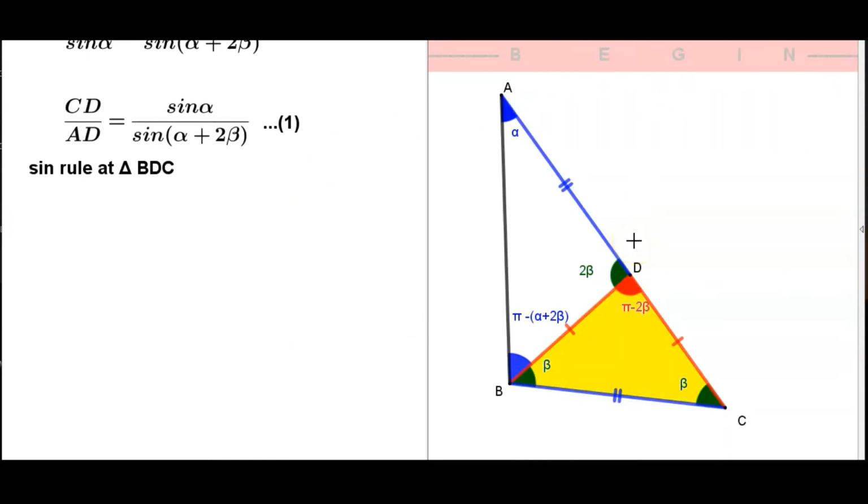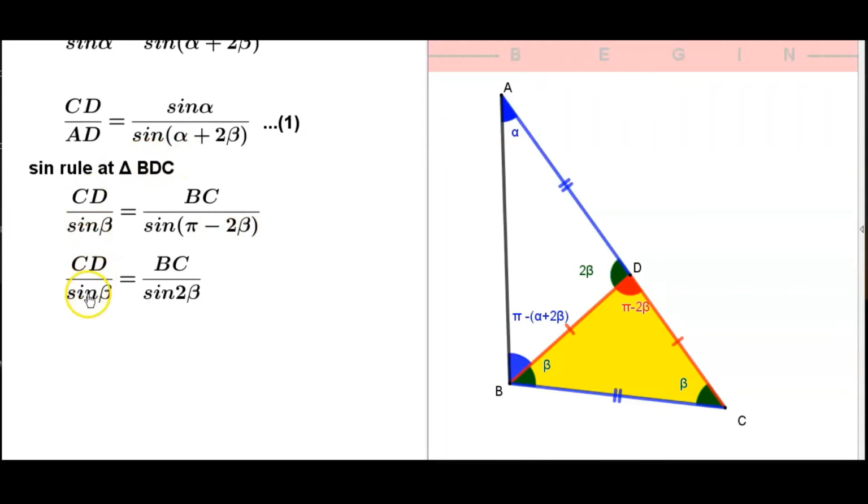Now, consider this triangle BDC. Here also we use the sine rule. CD over sine beta is equal to BC over sine of pi minus 2 beta. Therefore, CD over sine beta is equal to BC over sine 2 beta, since sine of 180 minus theta is sine theta.